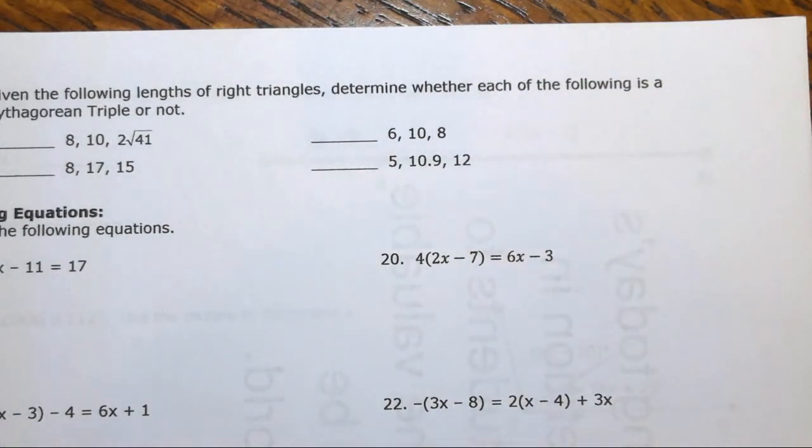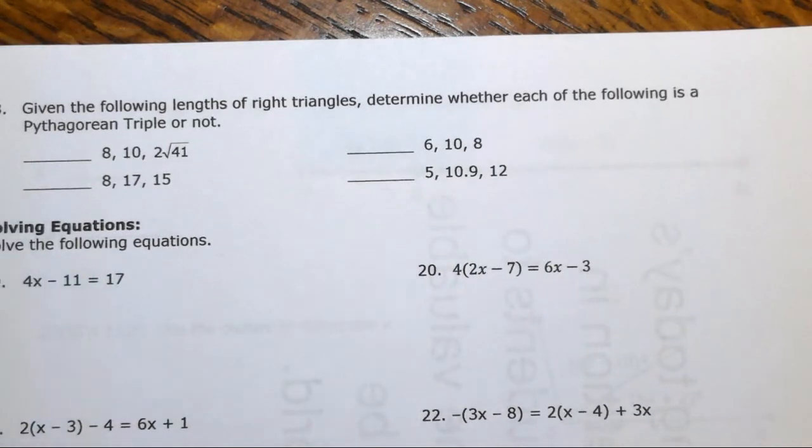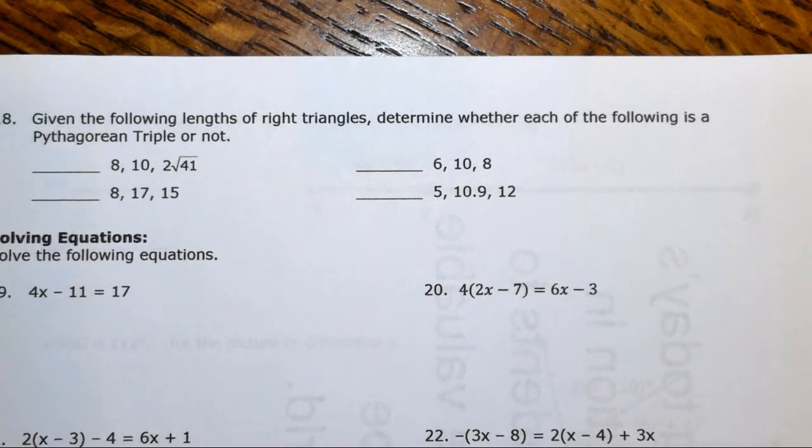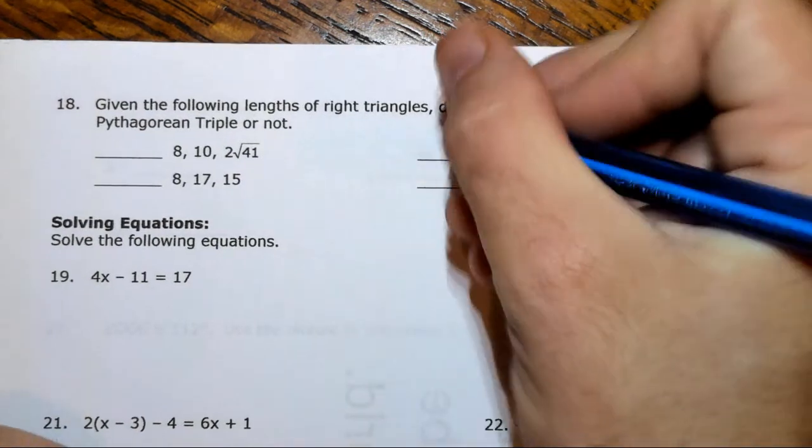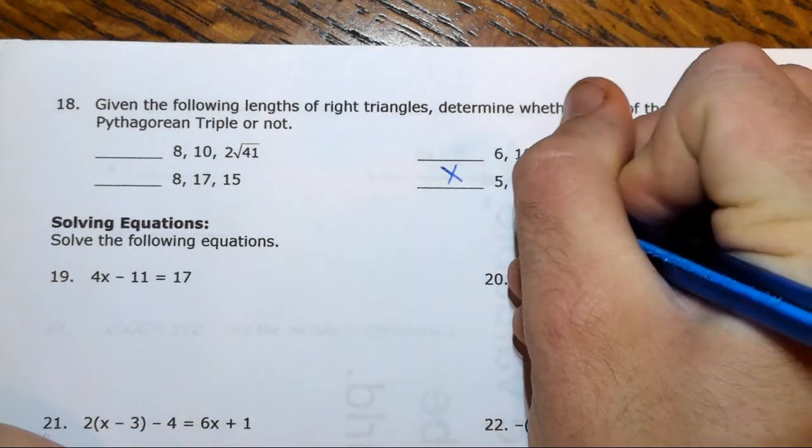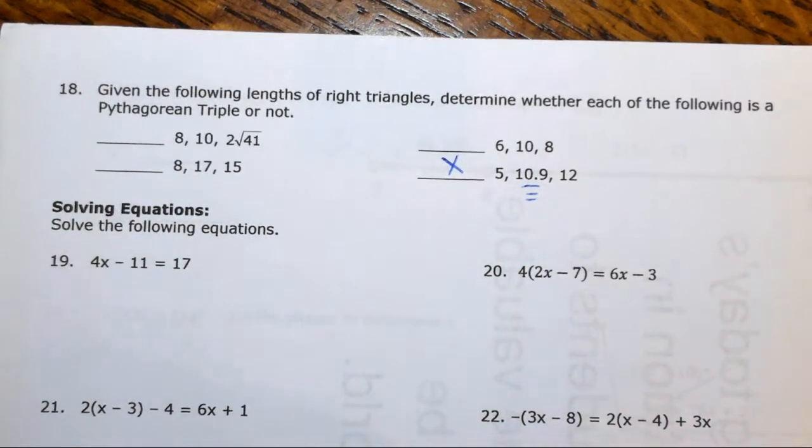Alright, 18. We want to know if the following are Pythagorean triples. Determine whether or not. Alright, well, let's do the easy ones first. I know that Pythagorean triples have to always be whole numbers. Well, there's 2 of them in here that are not whole numbers. The easy one is this one, because 10.9 is not a whole number.